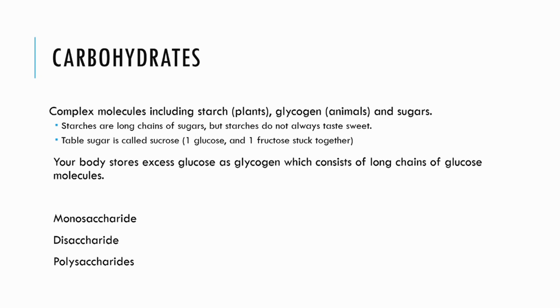When we're looking at carbohydrates, we probably think of sugars. Sugars are just one group of carbohydrates, and they tend to be very simple. They tend to be on the sweeter side too. So you think of table sugar, which would be sucrose, a glucose and fructose stuck together.